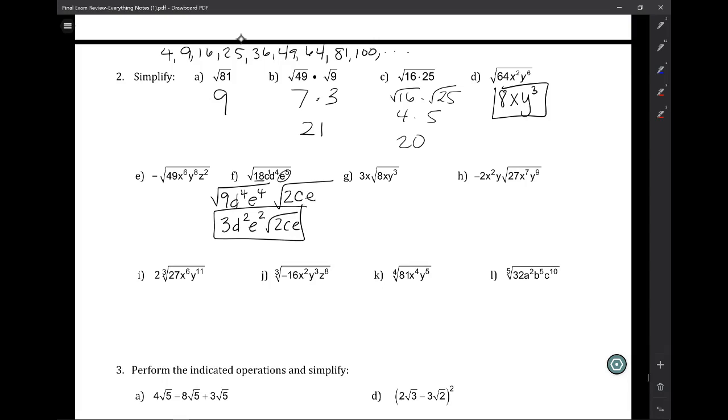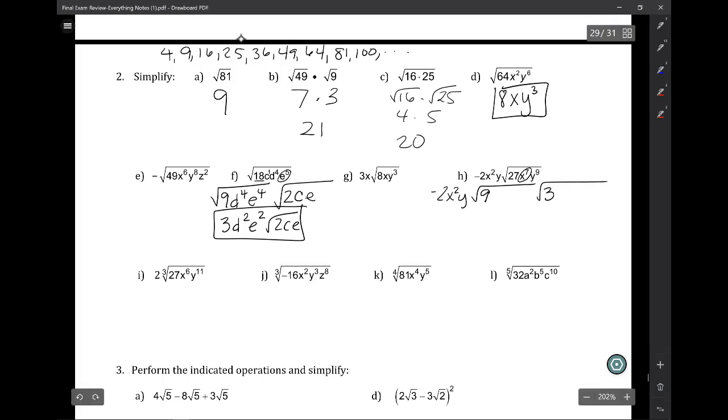Let's take a look at letter H, because this one has a coefficient. So, negative 2x squared y is our coefficient. Now let's break apart 27. So 27 is not on my list that I wrote at the top of my page. I need to find a perfect square that goes into it. And the perfect square again is going to be 9, but this time 9 times 3.